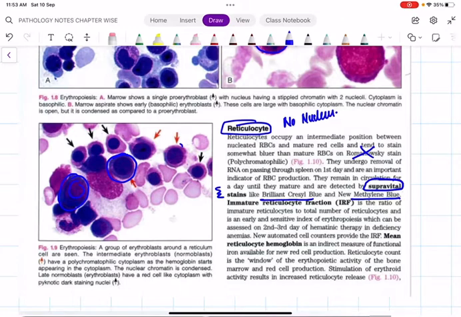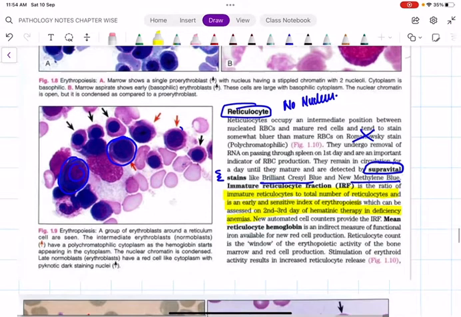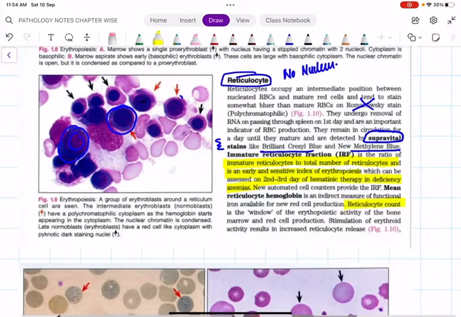Very, very important: what is IRF? Immature reticulocyte fraction. Immature reticulocyte fraction is the ratio of immature reticulocytes to the total number of reticulocytes, and it's an early and sensitive index of erythropoiesis. It helps in assessing the response to therapy in iron deficiency anemia. Just remember, the reticulocyte count is the window of erythropoietic activity of the bone marrow as well as red cell production.